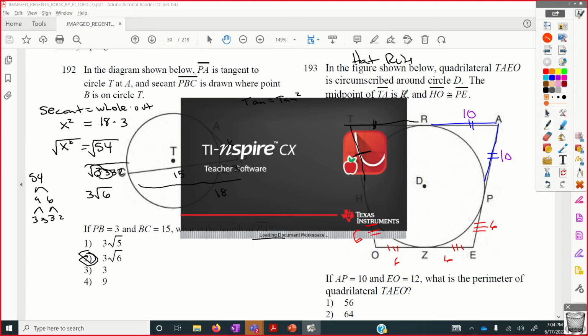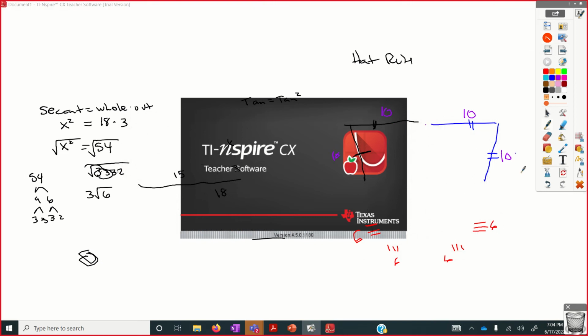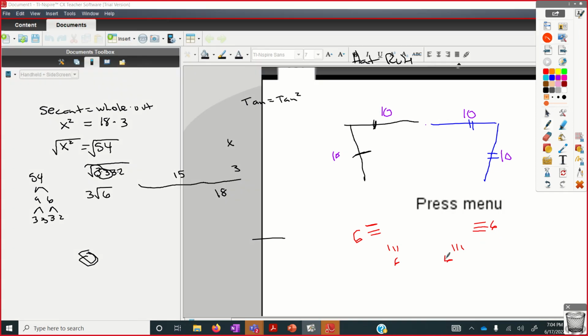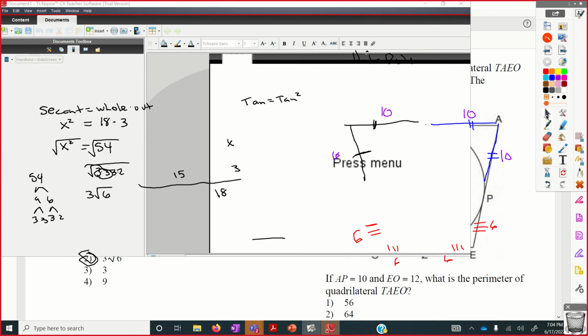It says that R is the midpoint of TA, so that means this side is also 10 because R is the midpoint, cut in half. And then we can add these together. So 10, 20, 30, 40. There's a 24 on the bottom here. So 40 plus 24 is going to be our answer, which is 64.